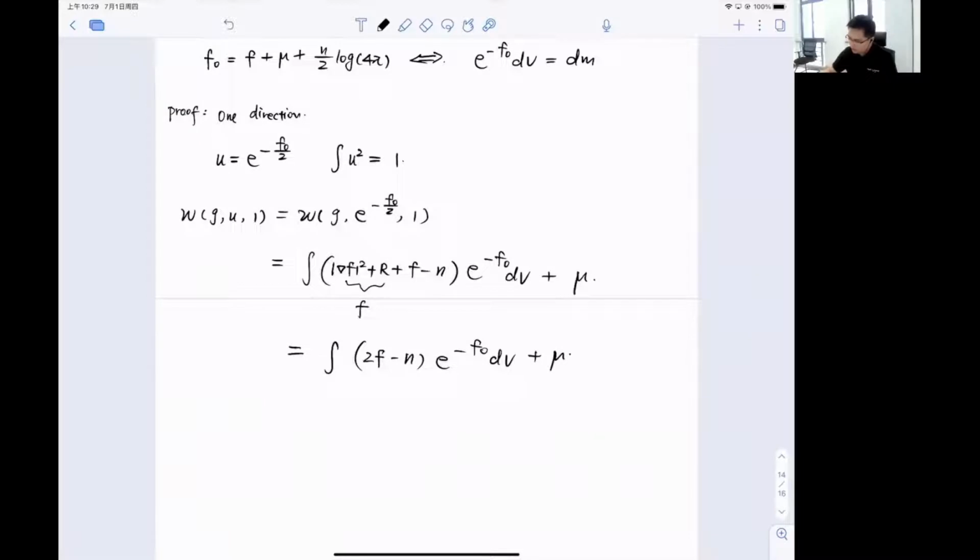Now recall another identity we derived: the Laplacian of f, or X on f, is equal to n over 2 minus f.